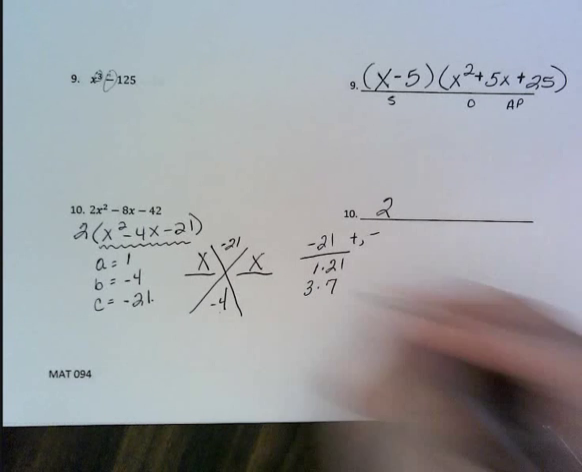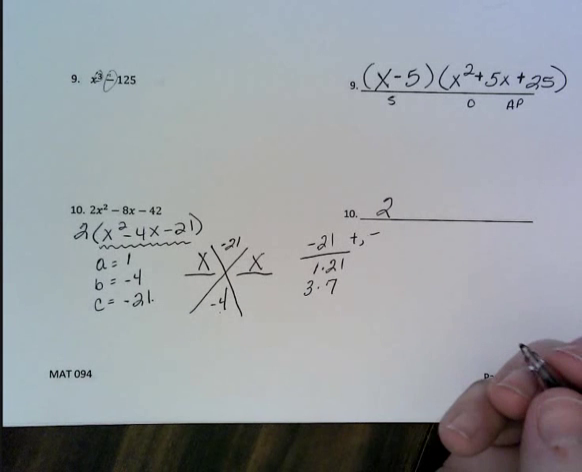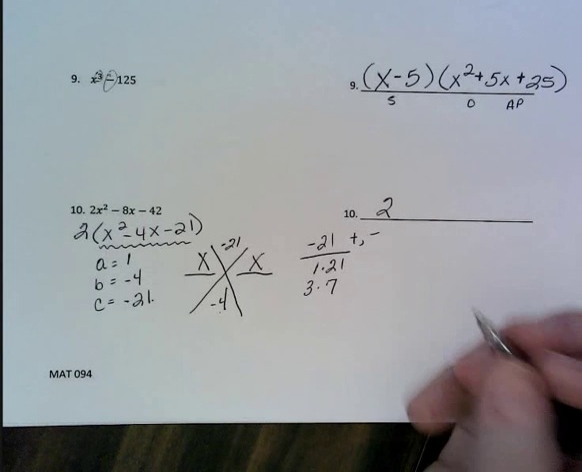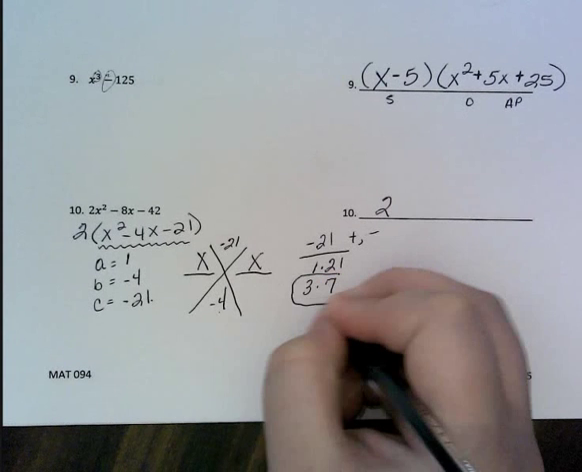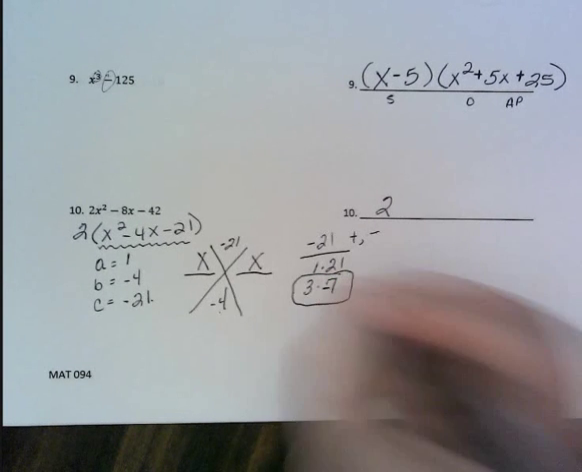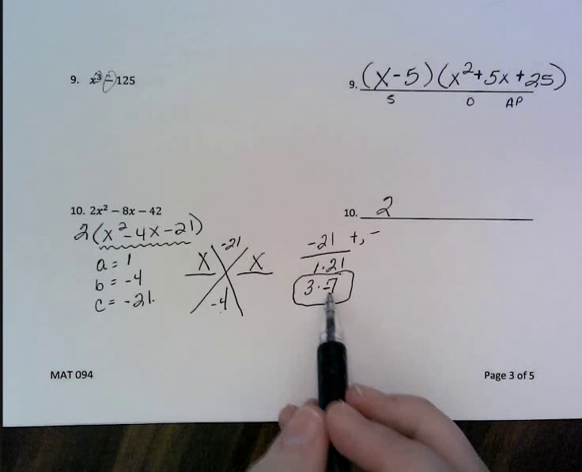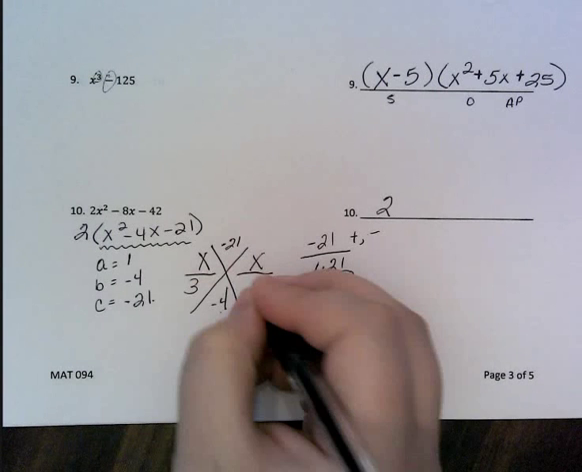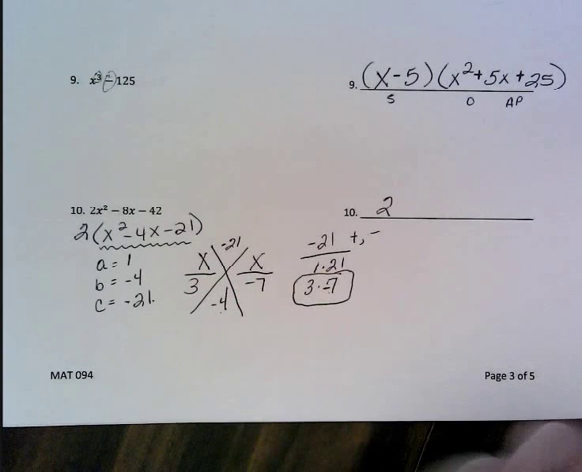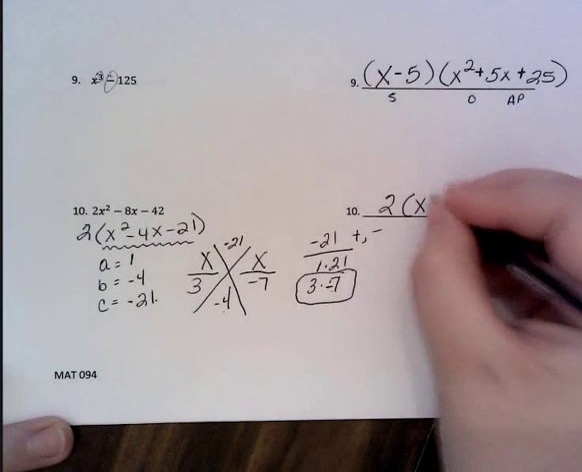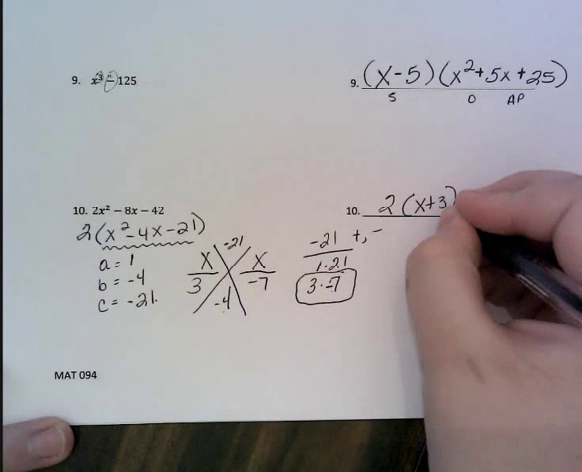So I know one number has to be positive and one number has to be negative. Well, I'm going to use 3 and 7. And my 7 is going to be negative because your higher number is going to take whatever sign your B is. So since B was a negative, the bigger number is negative. So I have x plus 3 and x minus 7.